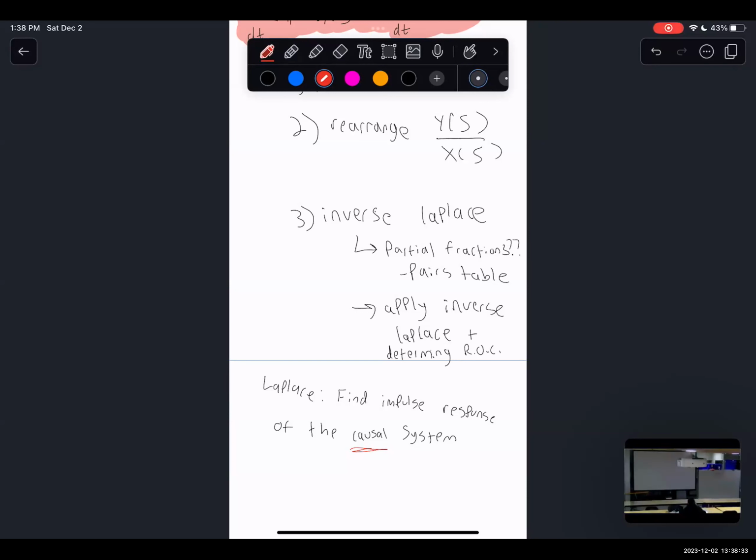Plotted. So if your imaginary axis is in your region of convergence, it would be stable. And if it's not, it's unstable. You do want to do the inverse Laplace, but does that make sense? Plot it. Okay, plot it.